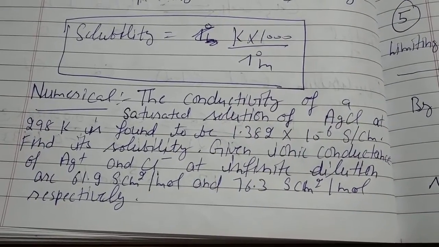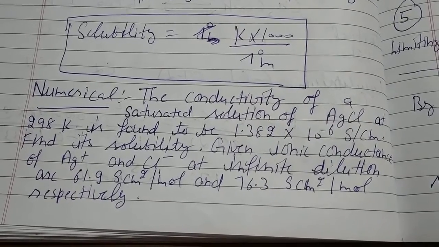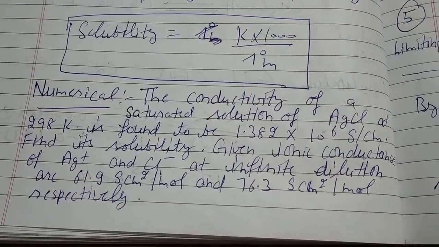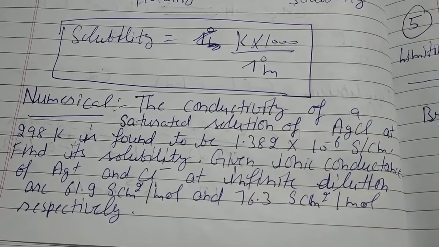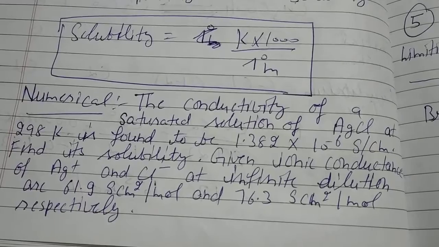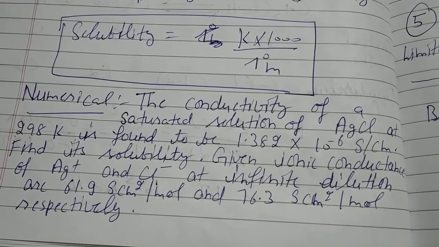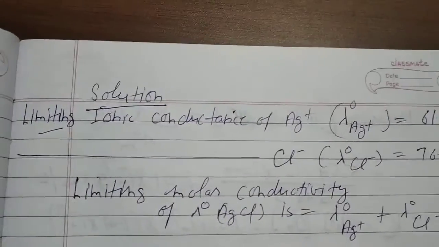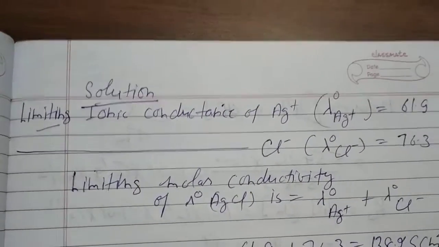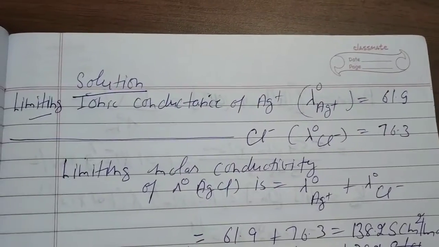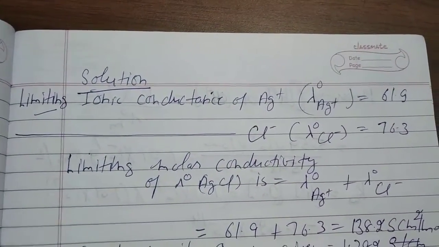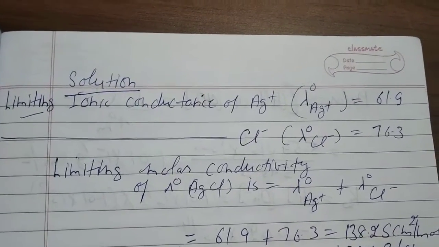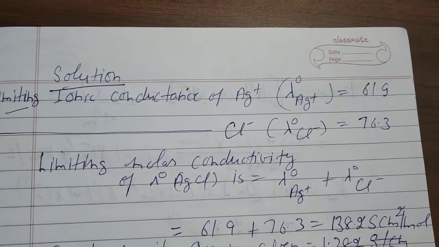Find its solubility. Given ionic conductance of Ag positive silver ion and Cl negative chloride ion at infinite dilution are 61.9 Siemens centimeter square per mole and 76.3 Siemens centimeter square per mole respectively. So what is given to us actually? The limiting ionic conductance of silver, lambda naught Ag positive, is given 61.9, and limiting ionic conductance of chloride ion, lambda naught Cl negative, is given 76.3.